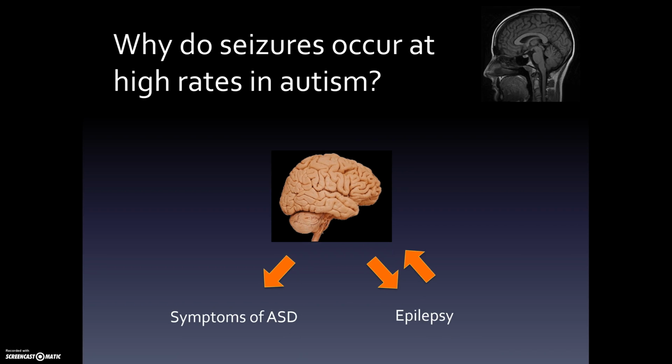And in fact, it's very likely that both are true, that whatever is the primary cause of the disturbance in brain development can give rise to both seizures and the symptoms of autism. And at the same time, seizures and abnormal epileptiform discharges may disrupt brain function in a way to lead to or worsen the symptoms of autism.